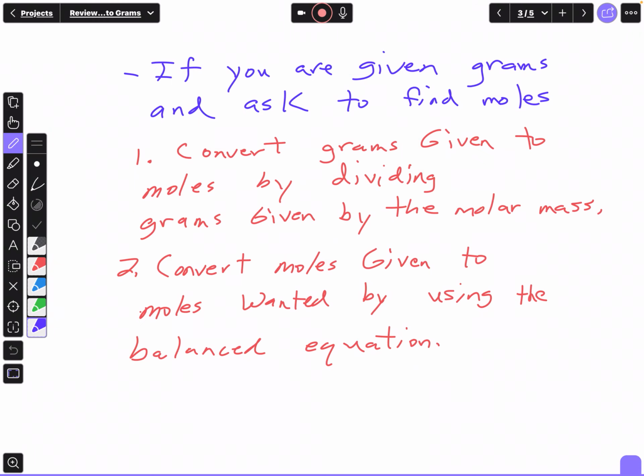Alright, so if you're given grams and you're asked to find moles, you cannot work in grams when you're trying to go from the amount of one substance to the amount of another substance. You have to be in moles. So first you'd have to convert grams given to moles by dividing the grams given by the molar mass. So you convert to moles, first step. And then you go from moles of what you're given, what you're starting with, to the moles of what you want by using the balanced equation, by using the coefficients and setting up a proportion or a conversion factor.